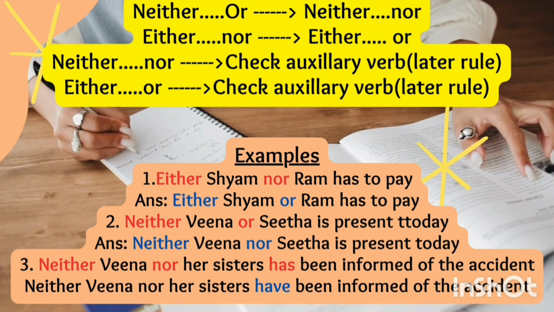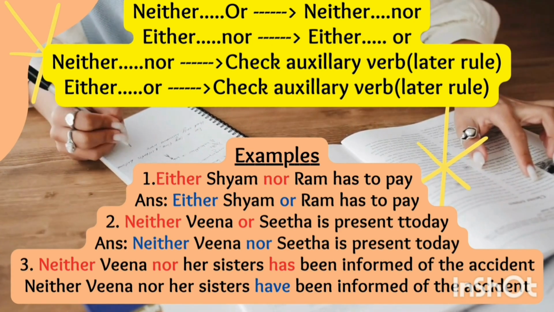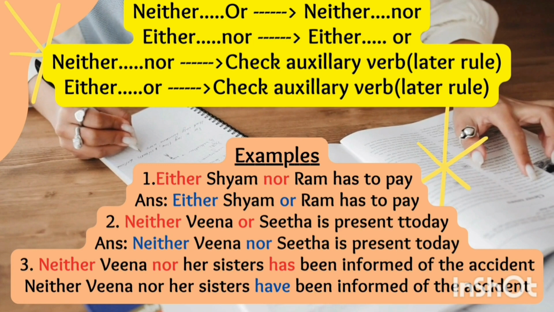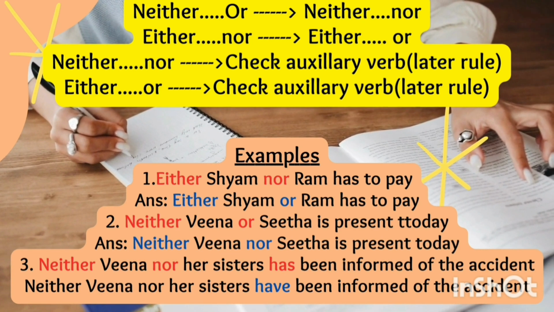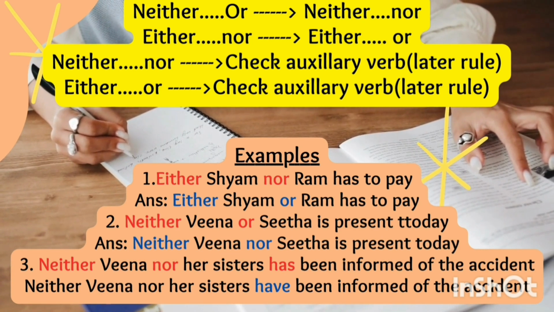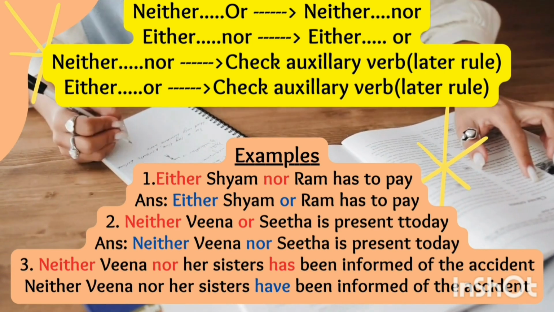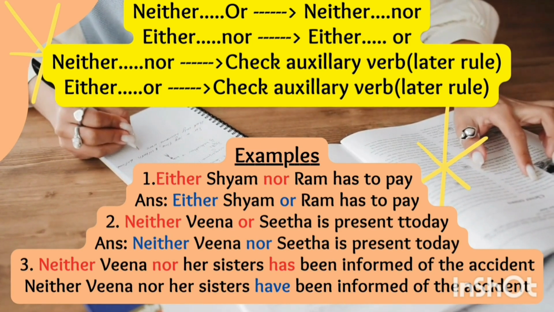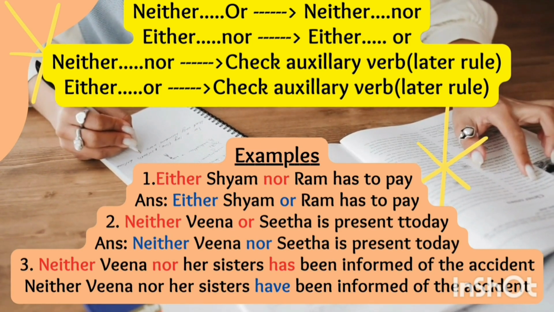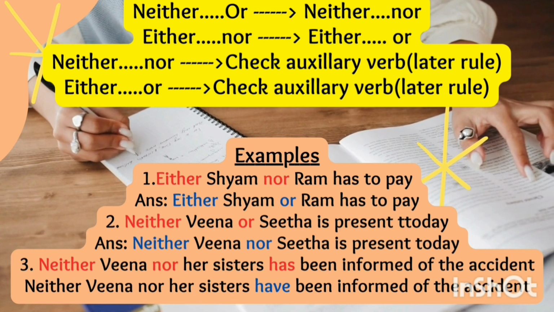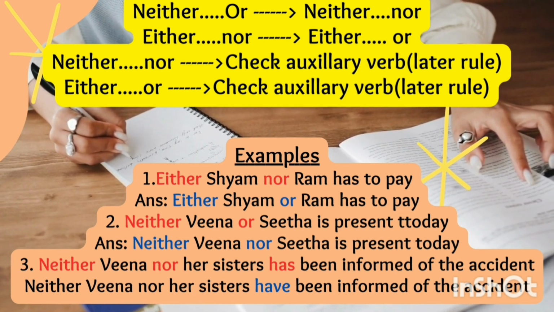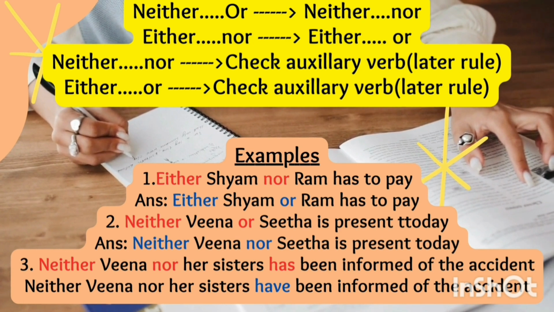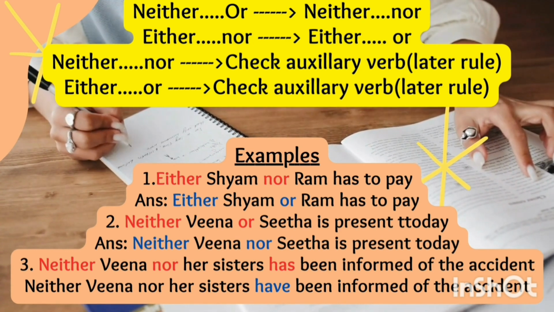Third one, neither Veena nor her sisters has been informed of the accident. Here we have the neither nor pair correct. Then we need to check for the auxiliary verb. Here we need to follow the latter rule. Latter rule means we have to see the noun after or, nor. After nor we have sisters, a plural noun. So we need to replace has been by have been. Answer, neither Veena nor her sisters have been informed of the accident.